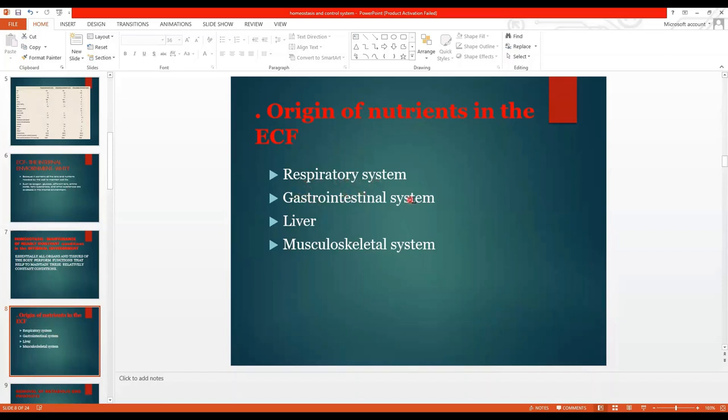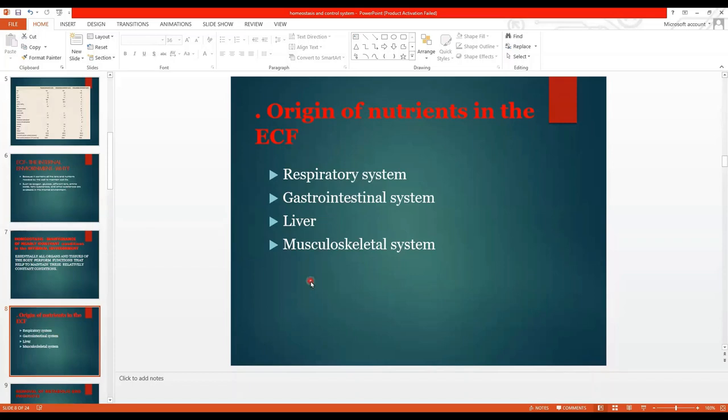Then gastrointestinal system or the GIT system. GIT system is responsible for the absorption of all the important nutrients which are present in the food. Okay. Then liver. Not all the nutrients which we take in through food are absorbed from the GIT tract. Some of the nutrients are also absorbed through the liver. The liver converts those substances into more usable form. Okay? So in this way, it participates in the origin of nutrients.